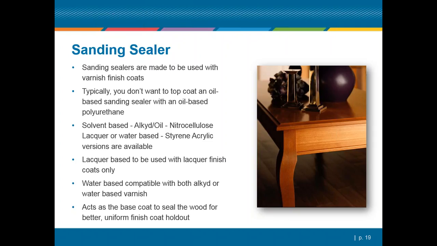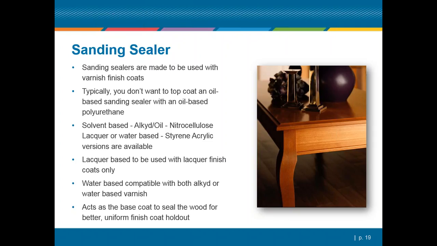We typically don't want to coat an oil-based sanding sealer with an oil-based polyurethane. The chemistries between the sanding sealer and the polyurethane are different, and we can get delamination between coats. And we'll talk a little bit more about polyurethanes here in a minute. But with solvent-based alcohol oil, nitrocellulose lacquer, or water-based styrene acrylic versions are available in these sanding sealers.